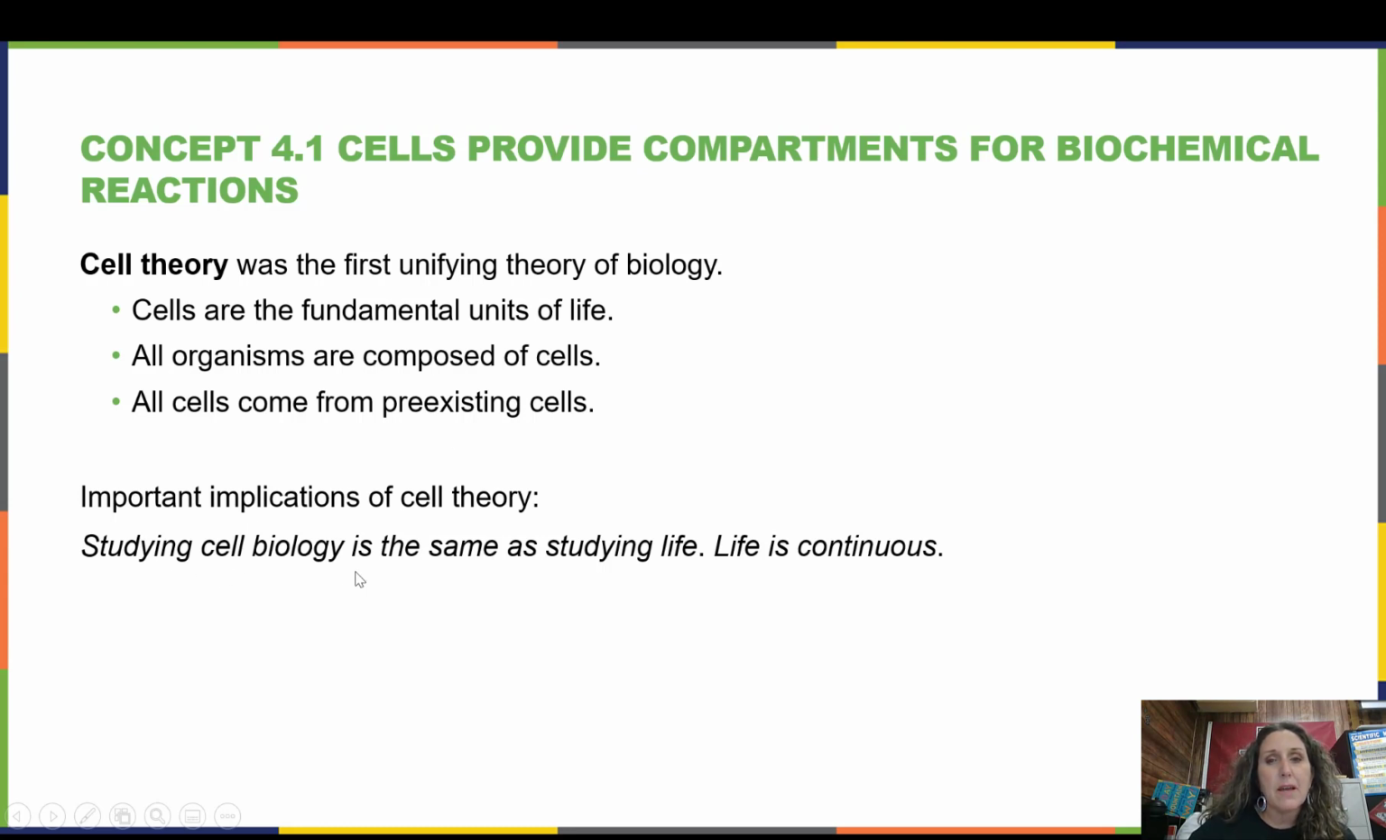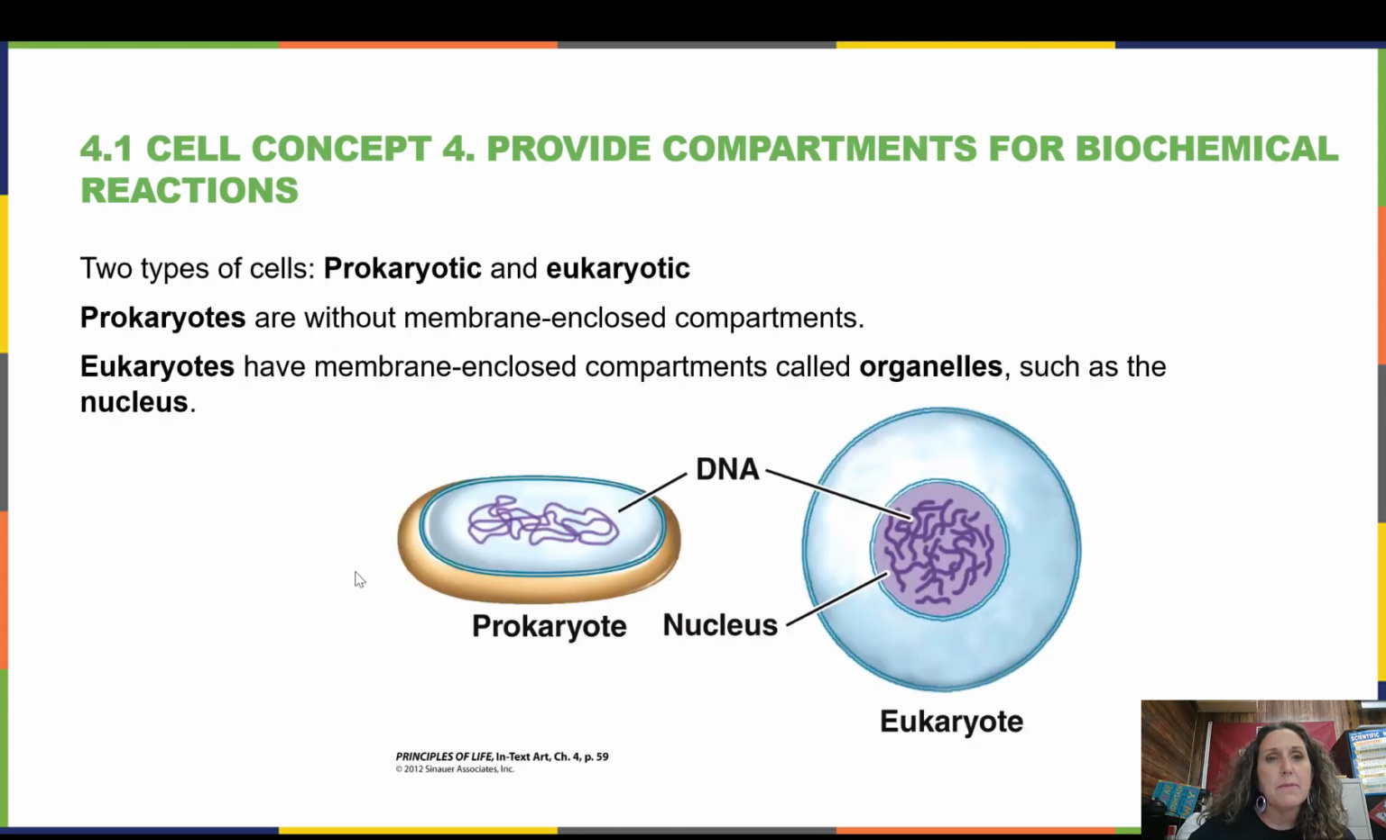Studying cell biology is the same as studying life. So if you're looking to study anything living, you really should be looking at their cells. Now we have 2 main types of cells, prokaryotic and eukaryotic. And karyo, K-A-R-Y-O, means nucleus. So pro means before nucleus, and eu means true nucleus. Okay, so prokaryotes are without membrane-enclosed compartments, which we're going to call organelles. They don't have a nucleus, whereas eukaryotic cells have organelles, or membrane-enclosed compartments, and they have a nucleus.